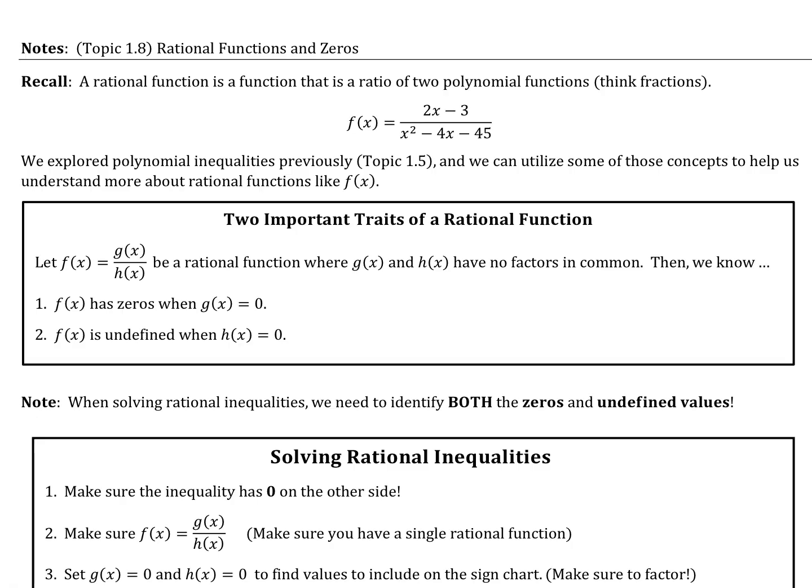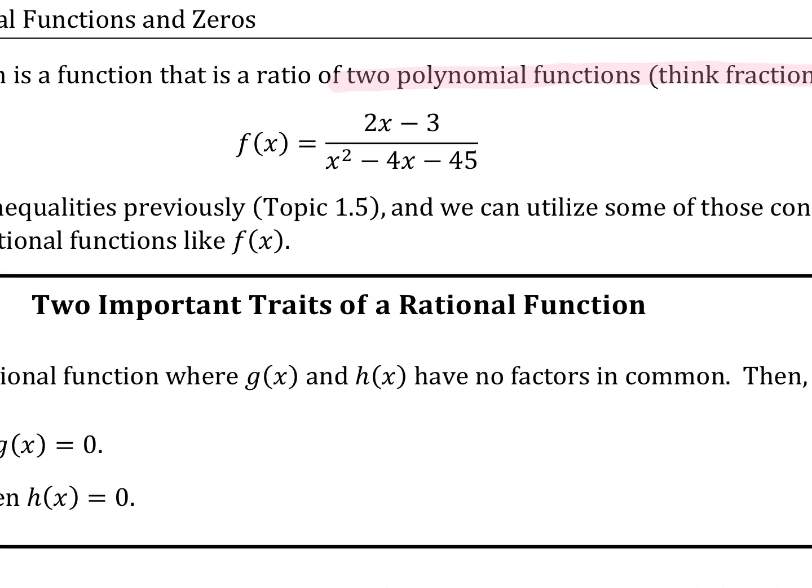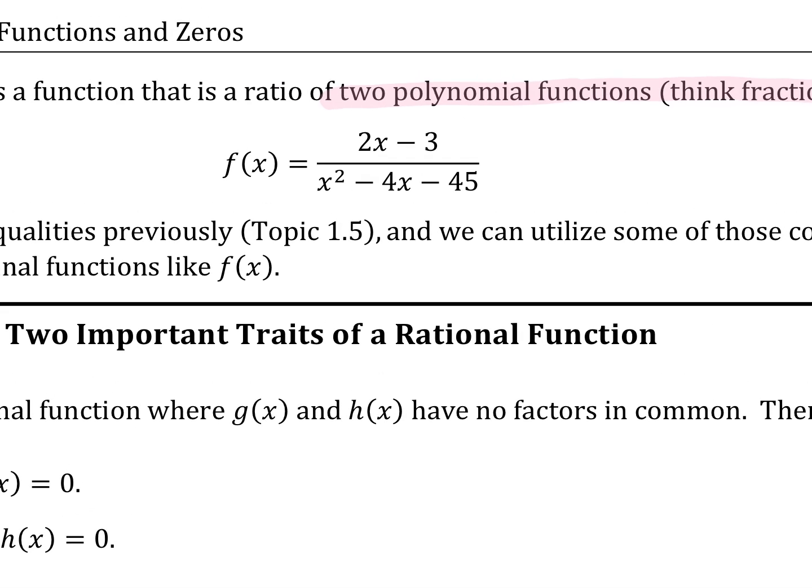Recall, a rational function is a function that is a ratio of two polynomial functions. An example of this is 2x over 3 divided by x squared minus 4x minus 45. If you look at it closely, the numerator and the denominator are actually made up of polynomials.